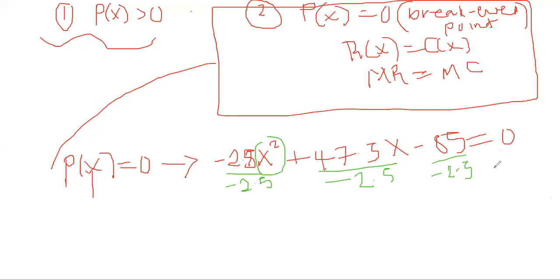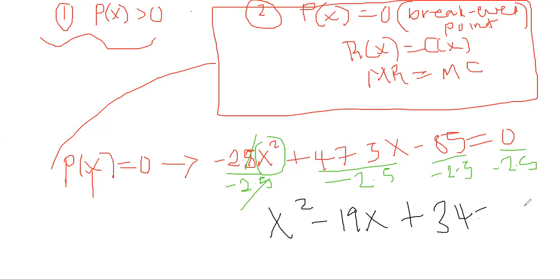So we have negative 2.5 here also. So this will cancel, this will cancel. So we will have only x raised to the power of 2. 47.5 divided by minus 2.5 will give you 19. So we will have 19 minus 19x. And 85 divided by minus 2.5 will give you plus 34.